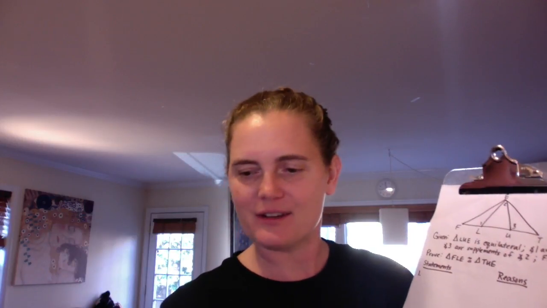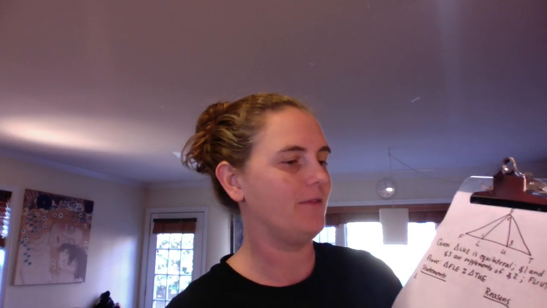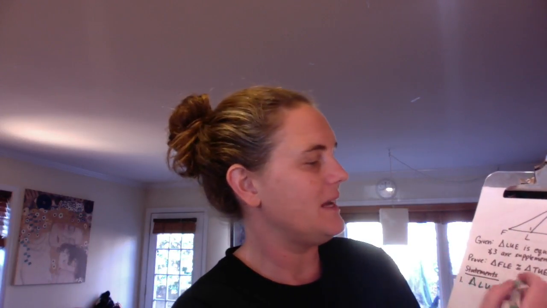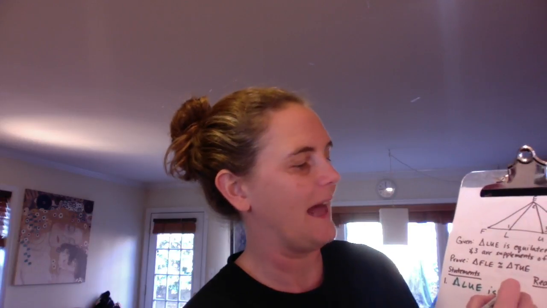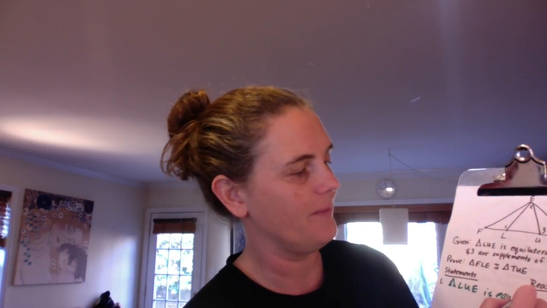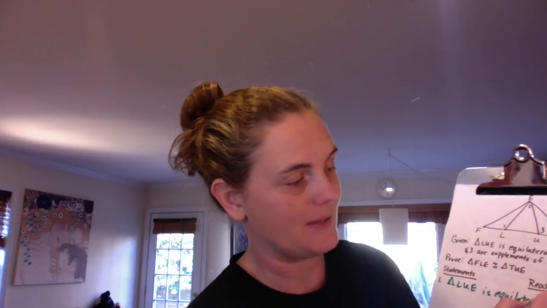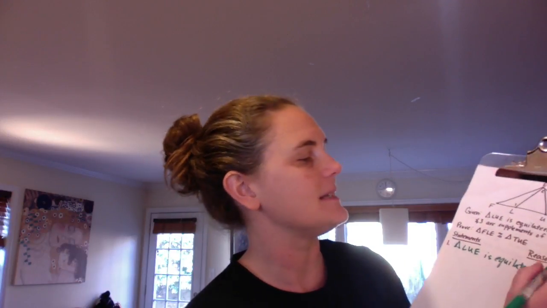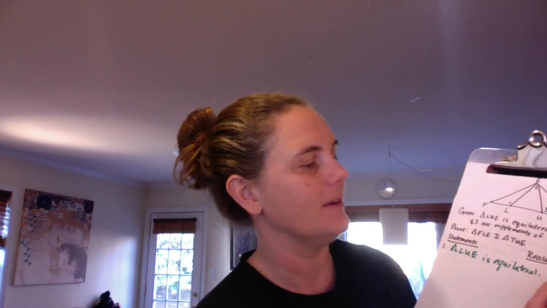Okay, so let's see. We've got LUE. I'll use a different color to mark it up. The first step of our proof, obviously, you're going to start with triangle LUE is equilateral, the very first thing that we are given. Now we're given three pieces of information here. We're going to use them in three different steps. Okay, so LUE is equilateral, given.